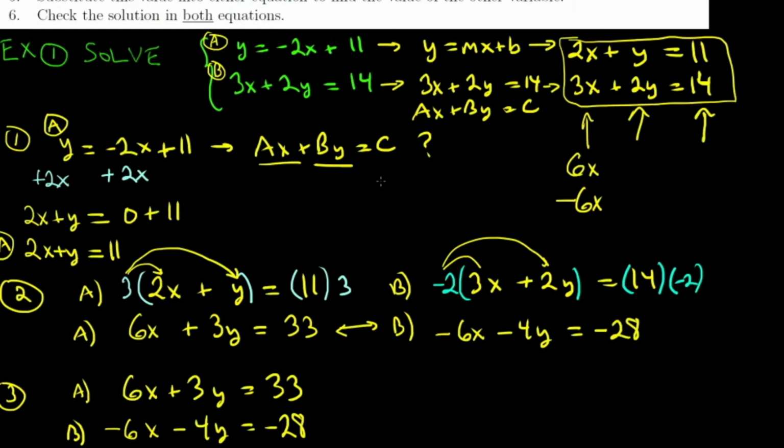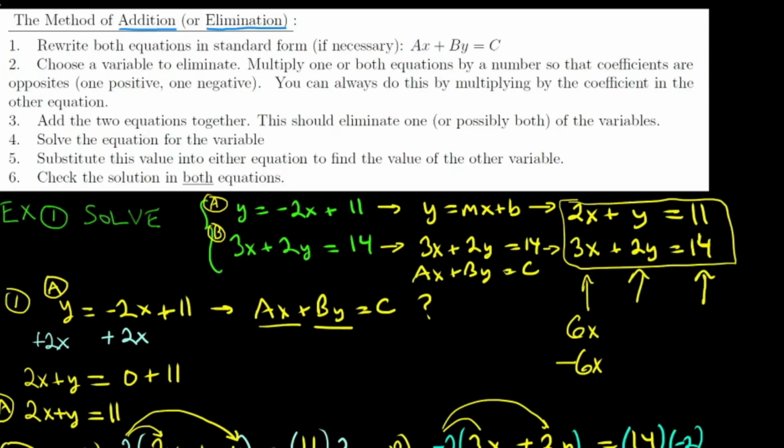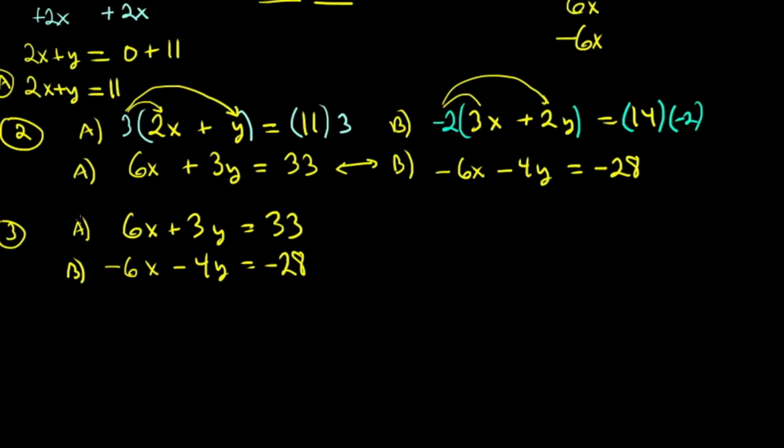And then what we did is we multiplied both equations by some number in order to get the same coefficient, in this case 6. Although we want one of them to be 6, we want one to be negative 6, because our next step, step 3, says we want to add the two equations together. By doing that, this should eliminate one, and possibly both, variables. Typically just one. So step 3 is we're going to add the equations A plus B.